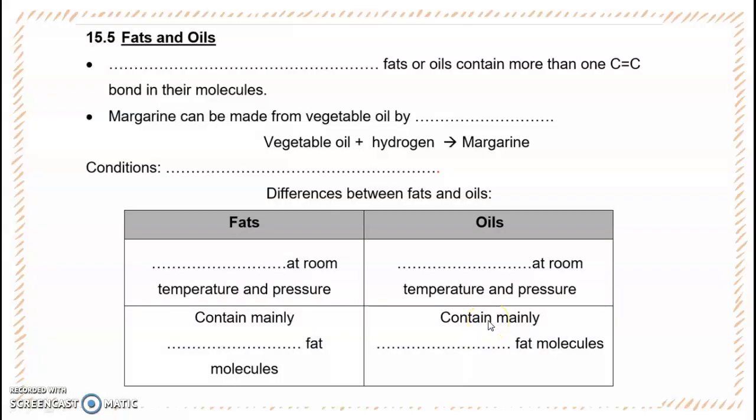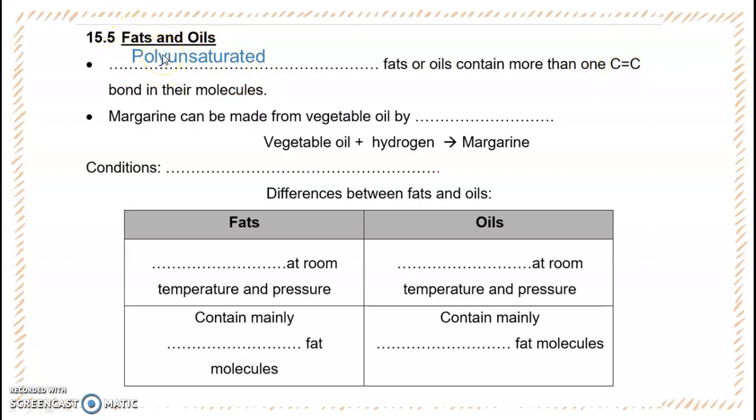Now we're going to move on to the last part of this chapter. You just need to recognize what fats, oil, and margarine are. You will learn this new term called polyunsaturated. If you ignore the word poly, you have seen the word unsaturated. Unsaturated means that there's one carbon-carbon double bond. Poly just means many.